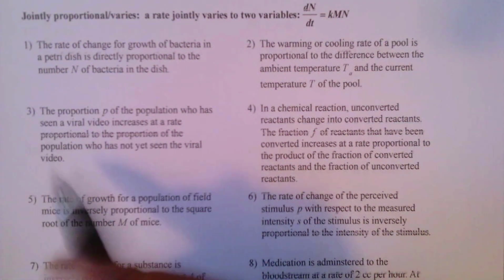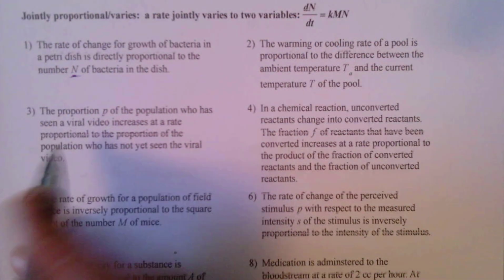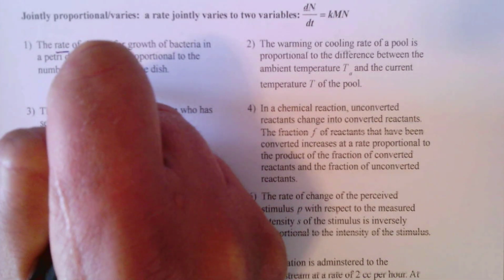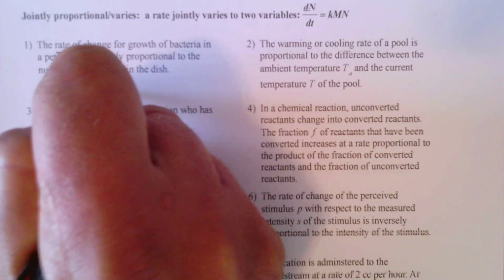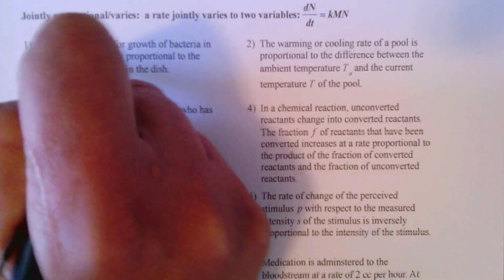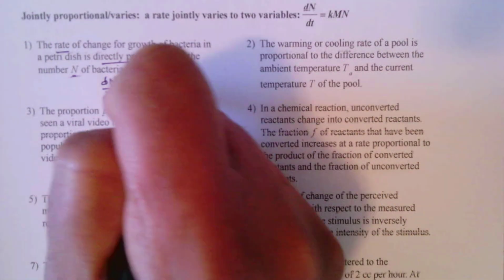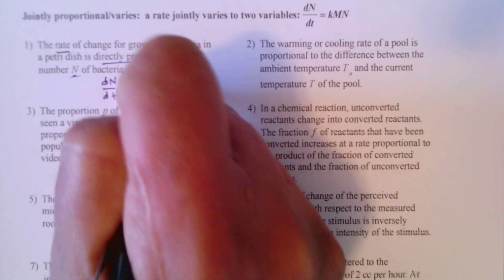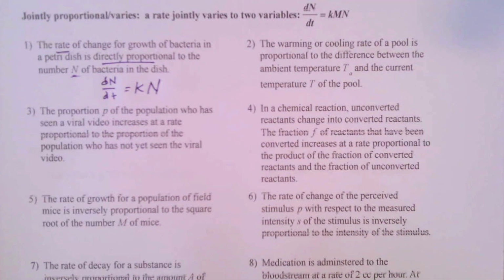Most of the time I tell you what the variable is here. It's N. Up here it's saying that the rate of change, so we're going to represent that by a differential dN with respect to time dt. Then it says directly proportional, so that means we're going to have some constant k times our number N. So that's it. You're just setting these up. You're not solving them or anything else. You're just writing a differential equation that's going to represent this scenario.